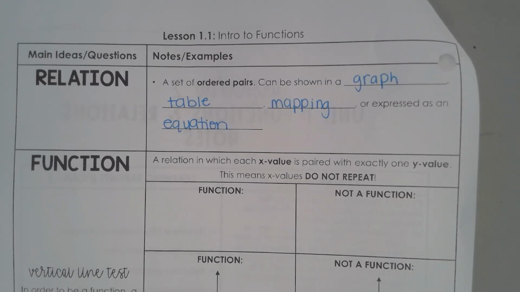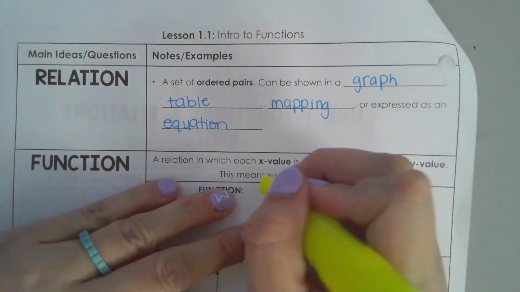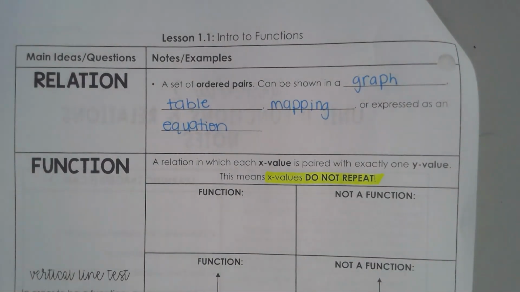Now a function, so basically every one of you is a relation. I might say my function is everybody that's wearing a black shirt. So that narrows it down quite a bit. So a function, what you need to remember is that the X values do not repeat. So if I look at all of the tables of points that are in my relation, all of the graphs, I'm looking at the X values, and I want to make sure that the X values do not repeat.